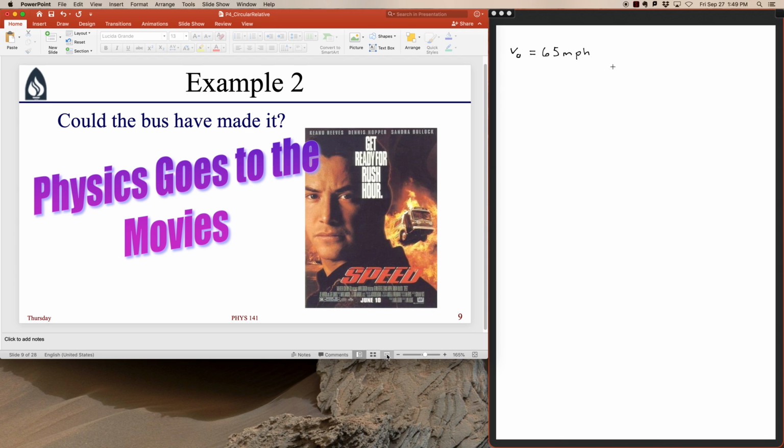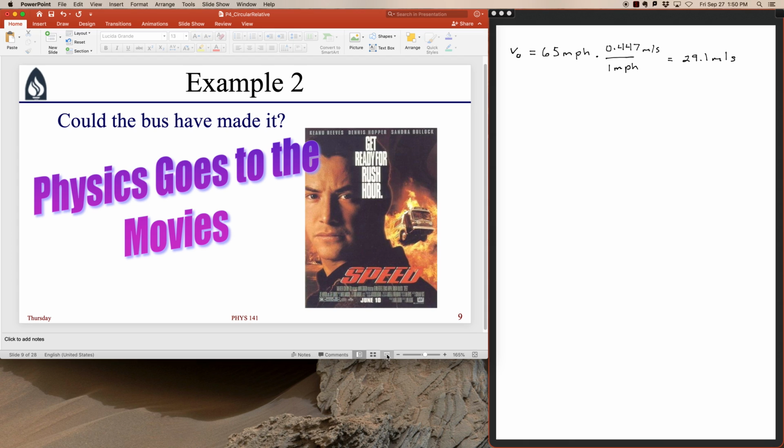Okay, so let's convert that, of course, to meters per second. So 1 mile per hour is approximately equal to 0.447 meters per second, which means that the initial velocity of the bus would have been around 29.1 meters per second.